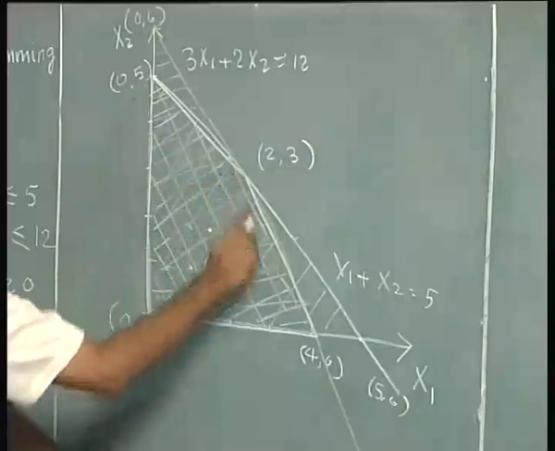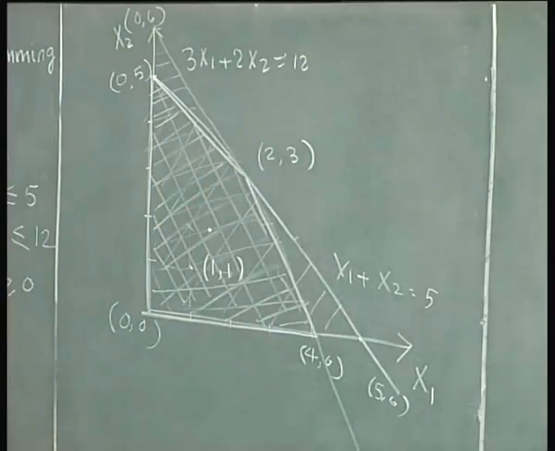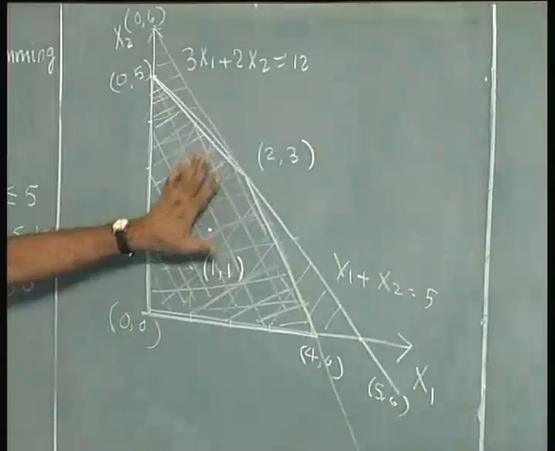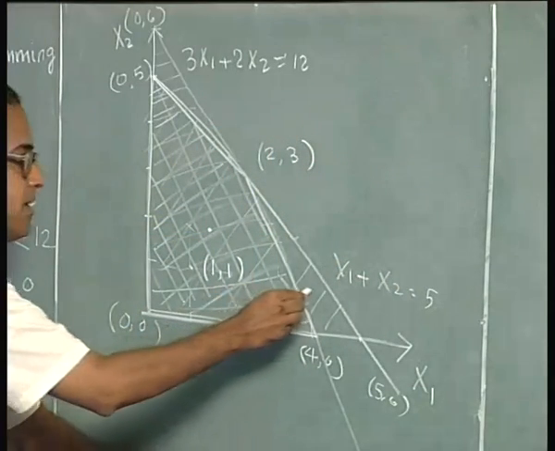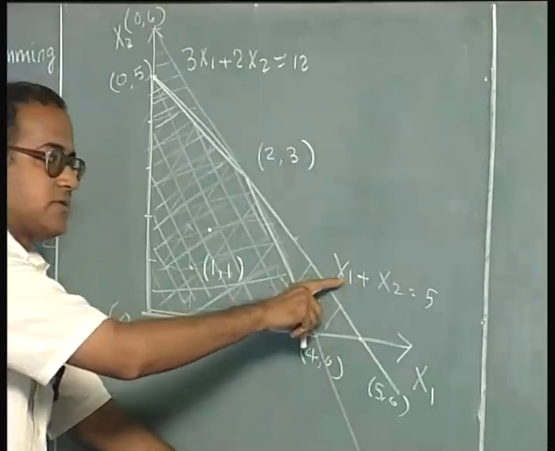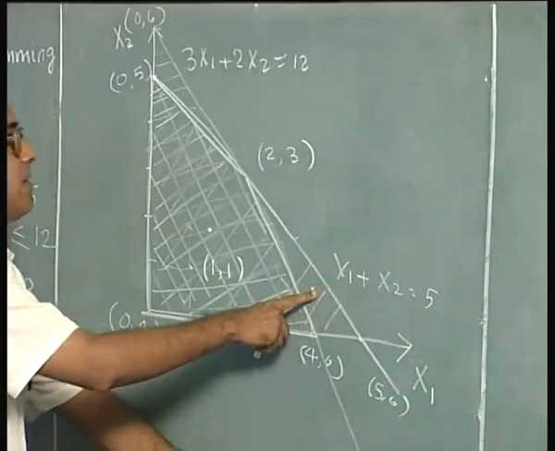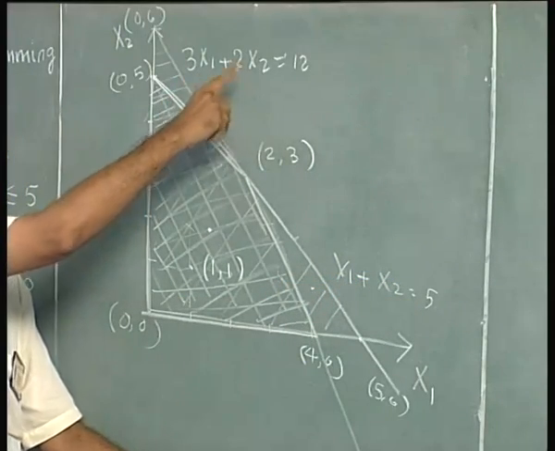Every point inside this region satisfies all this. We also know that every point outside this region violates at least one constraint. For example, a point here would satisfy x1 plus x2 less than or equal to 5, but would violate 3x1 plus 2x2 less than or equal to 12.